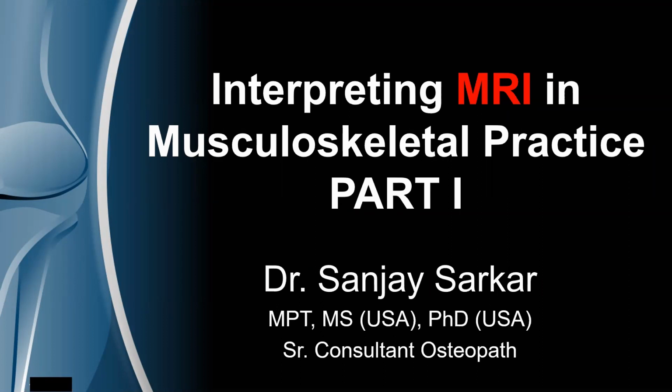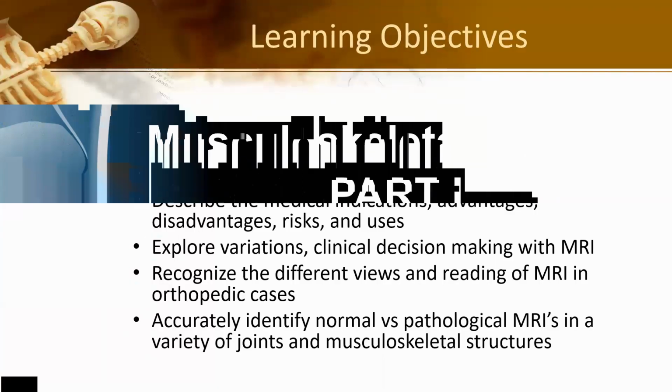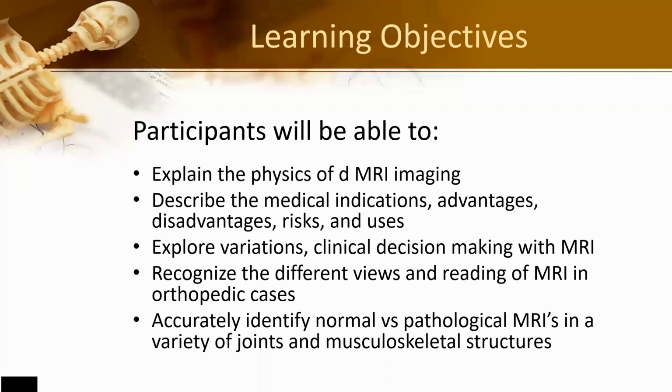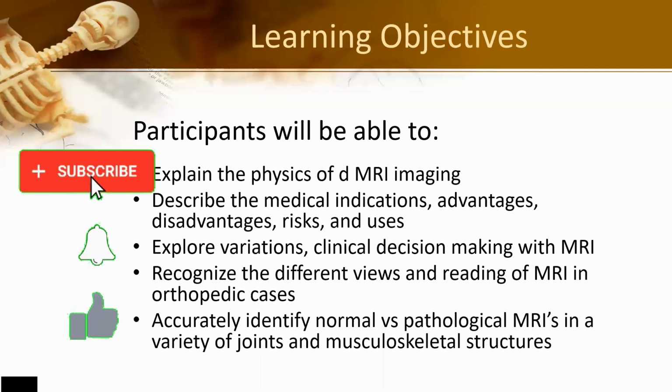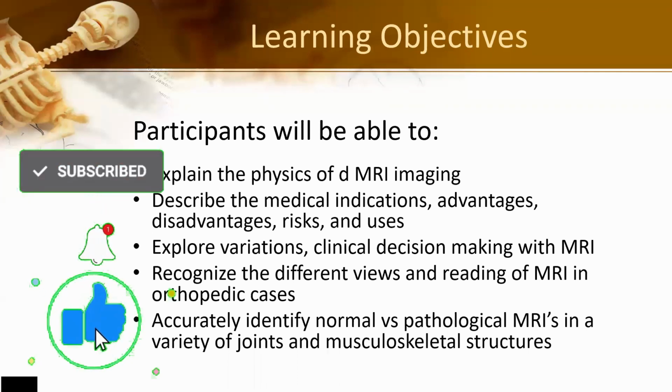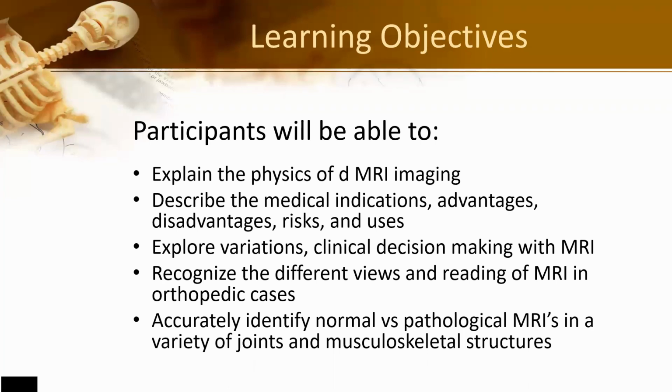So what's the learning objective for today? Hopefully by the end of this webinar, you will be able to explain a little bit of physics of the MRI, describe the medical indications, advantages, disadvantages, risks, and uses, explore a little bit of variations in types of MRI, and a little bit of clinical decision making with MRI: when you want it, why do you want it, that kind of thing. Obviously, this is a very important bullet point. Recognize the different views and how you can read MRI in orthopedic cases. And at the end, we will discuss certain joints to identify normal versus pathological MRIs in musculoskeletal structures.